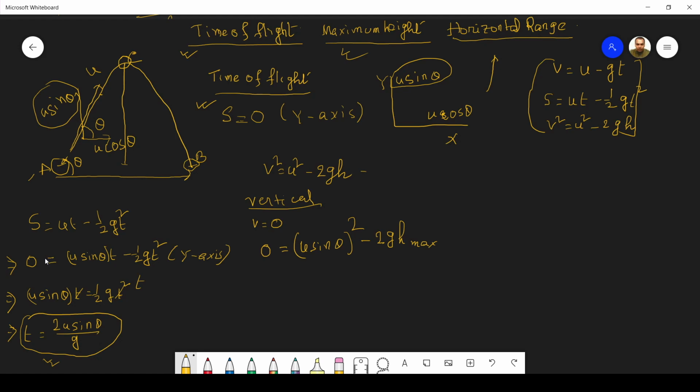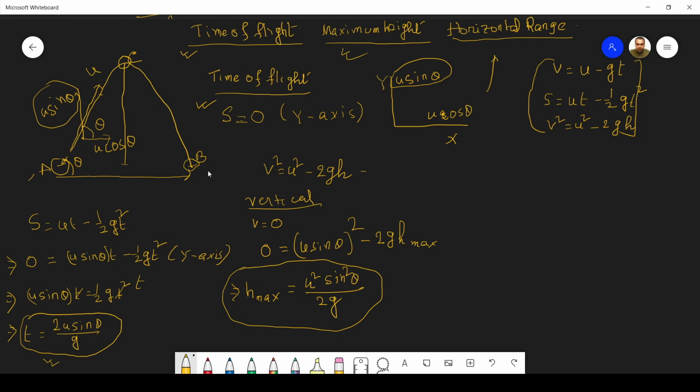So from here, can we calculate h max? What is the maximum height obtained by the object? We just have to simplify and rearrange this equation, which gives us u square sine square theta over twice g. So the maximum height attained by the object is given by this expression: h max is equal to u square sine square theta over 2g.